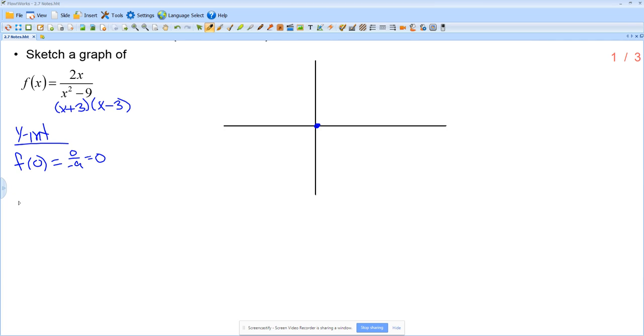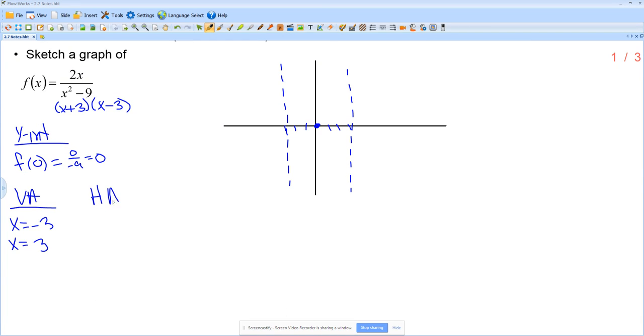Next, I talk about the vertical asymptotes. Vertical asymptotes, I look at when the denominator is equal to 0. That's going to happen at 2 different times, x equals -3 and x equals +3. So I go to -3, draw my vertical asymptote. I go to +3, draw my vertical asymptote.